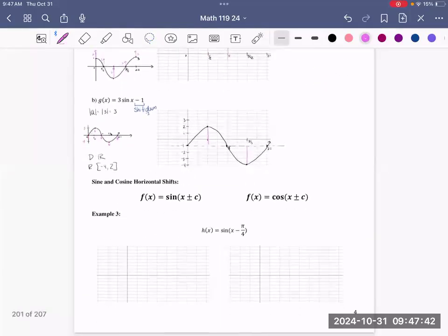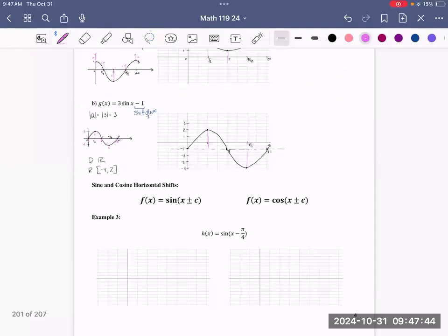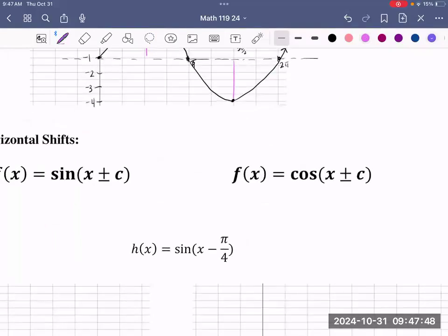Now let's take a look quickly at these shifts, right and left. So horizontal shifts. These are found on the inside of your trig function. So you'll notice that you are adding and subtracting something to your trig function. So we have this. So we'll shift left or right. Again, shift left or right.